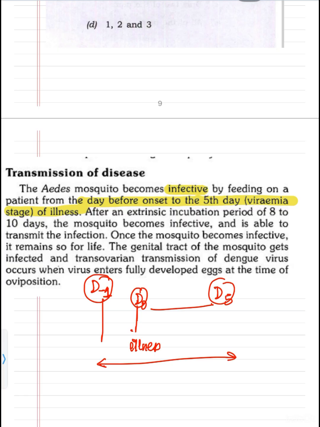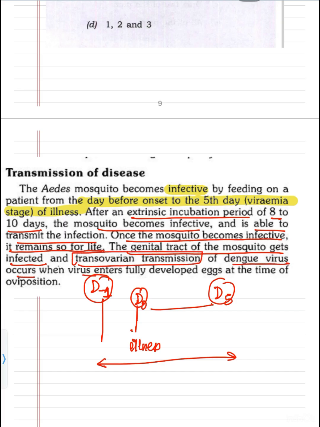After an extrinsic incubation period of 8 to 10 days, the mosquito becomes infective and is able to transmit the infection. Once the mosquito becomes infective, it remains so for life. The genital tract of the mosquito gets infected, and trans-ovarian transmission of dengue virus occurs when virus enters fully developed eggs at the time of oviposition. So this was about the 90th question.